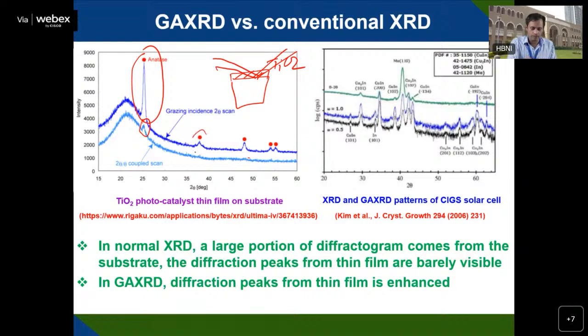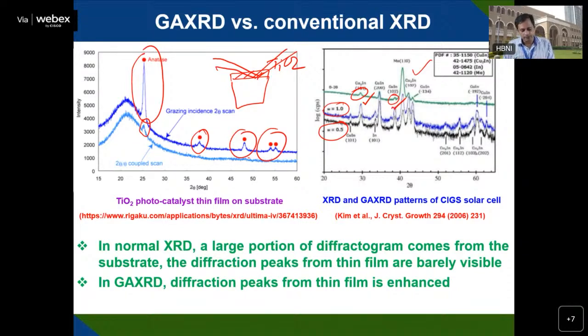In addition to that, you are also getting information from the other peaks which are absent in conventional XRD. Similarly, you can see in the right image of a solar cell that you are able to get more additional peaks. In a theta-2theta scan with conventional XRD, the 100 plane and the 102 plane peaks are very weak. But when the omega value is 0.1 or 0.5, a very low grazing angle, you can see how intense the peaks are.